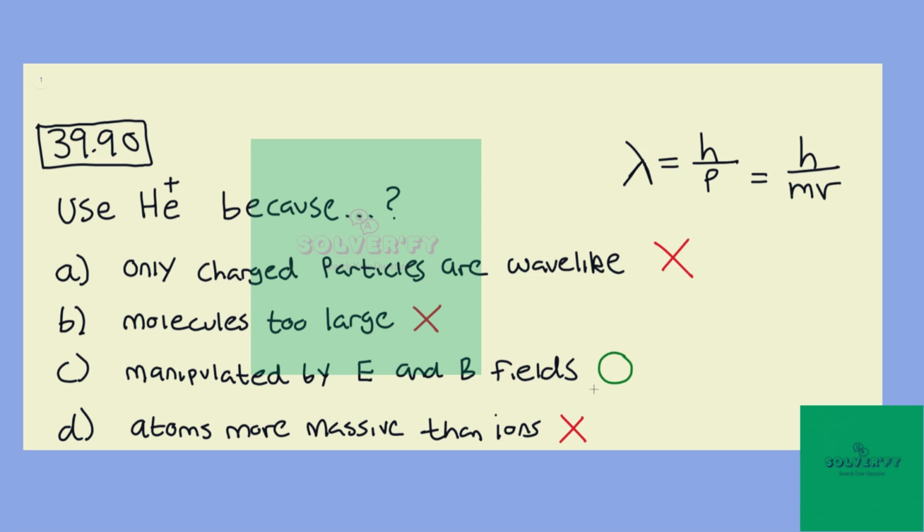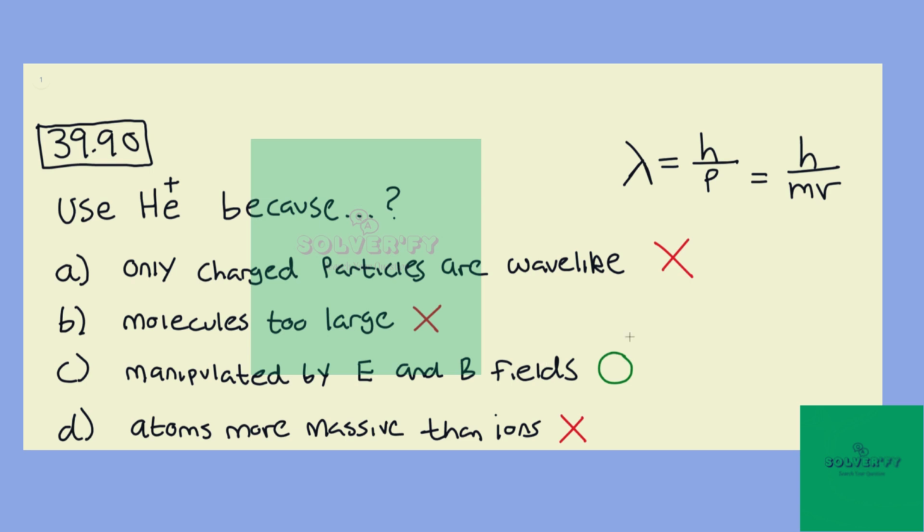Option C is the correct answer. The reason why we would want to use helium ions instead of neutral helium is because an ion has a net electrical charge, so it can be manipulated by E and B fields. The easiest way for us to manipulate matter is to use its electrical properties. This is always the case, and this is the case for this problem.